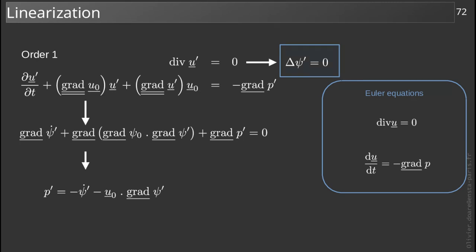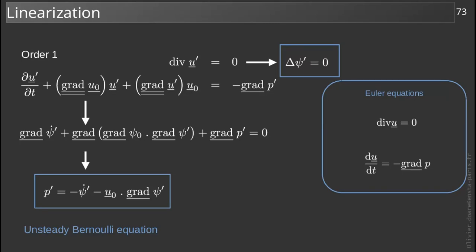It should be noted here that the integration constant has not been kept, since it only corresponds to the stationary field and concerns the order 0 of the equations. We have just obtained the unsteady Bernoulli equation, which allows us to obtain the pressure field from the velocity potential.